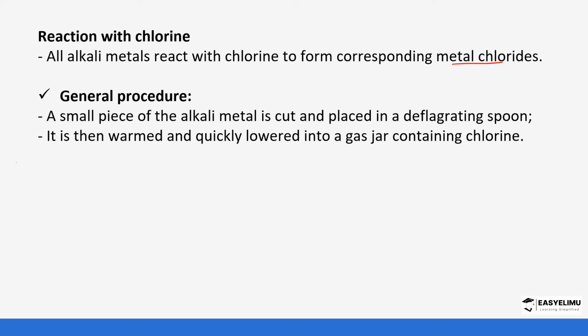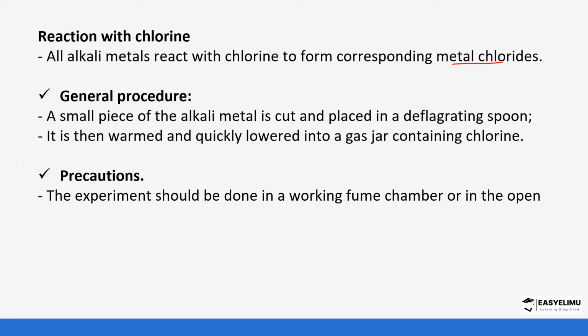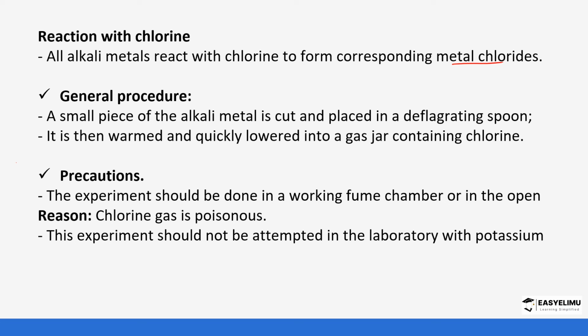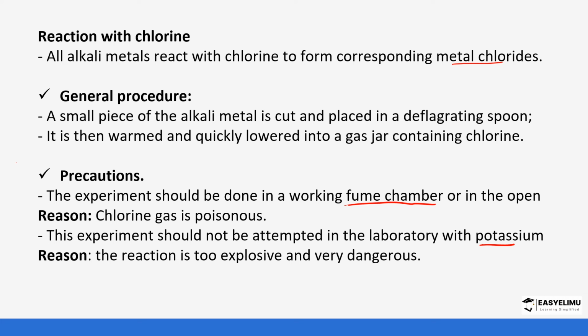One of the precautions we take for this experiment is that the reaction should be done in a fume chamber. The reason why the reaction is done in a fume chamber is because the chlorine gas that is being used is very poisonous. And if the fume chamber is unavailable, we recommend the reaction be done outside in an open air space. And we do not do the reaction of potassium with chlorine in the laboratory because it's very explosive.